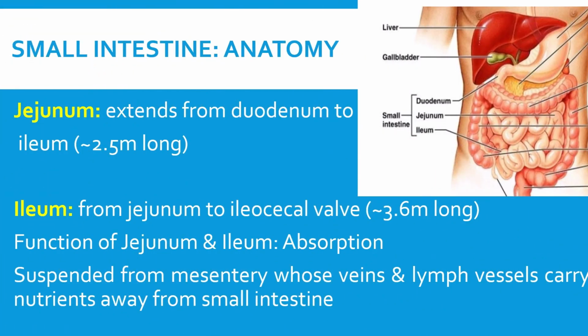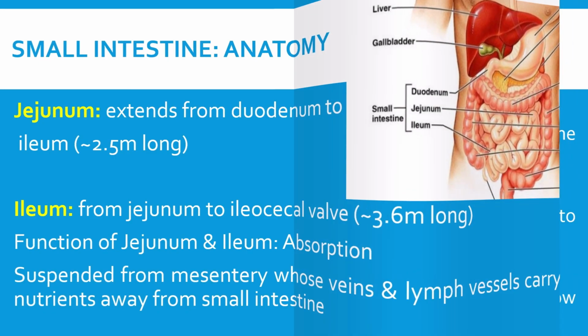Jejunum. In this picture it is clear that the jejunum extends from the duodenum to the ileum and is approximately 2.5 m long. Next to the jejunum is the ileum, which extends from the jejunum to the ileocecal valve and is 3.6 m long. The function of both jejunum and ileum is absorption of nutrients. They are suspended from the mesentery, whose veins and lymph vessels carry nutrients away from the small intestine.